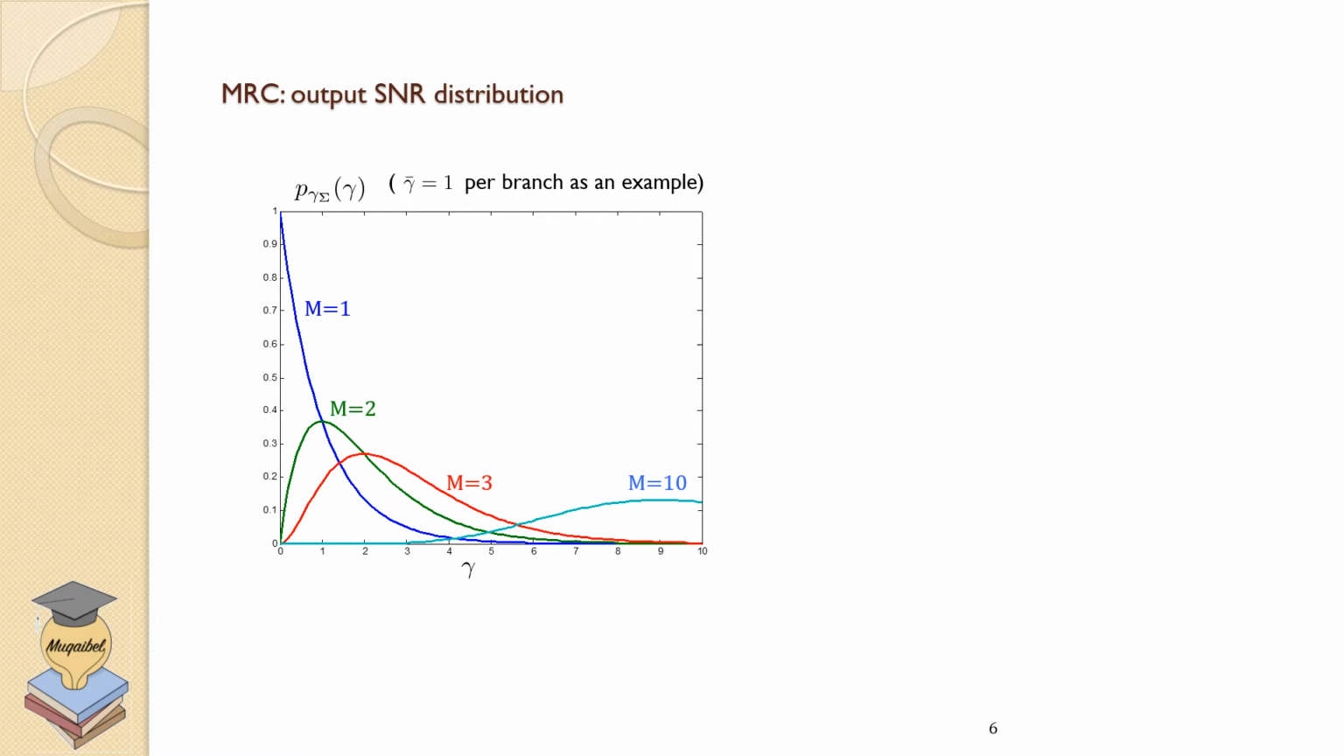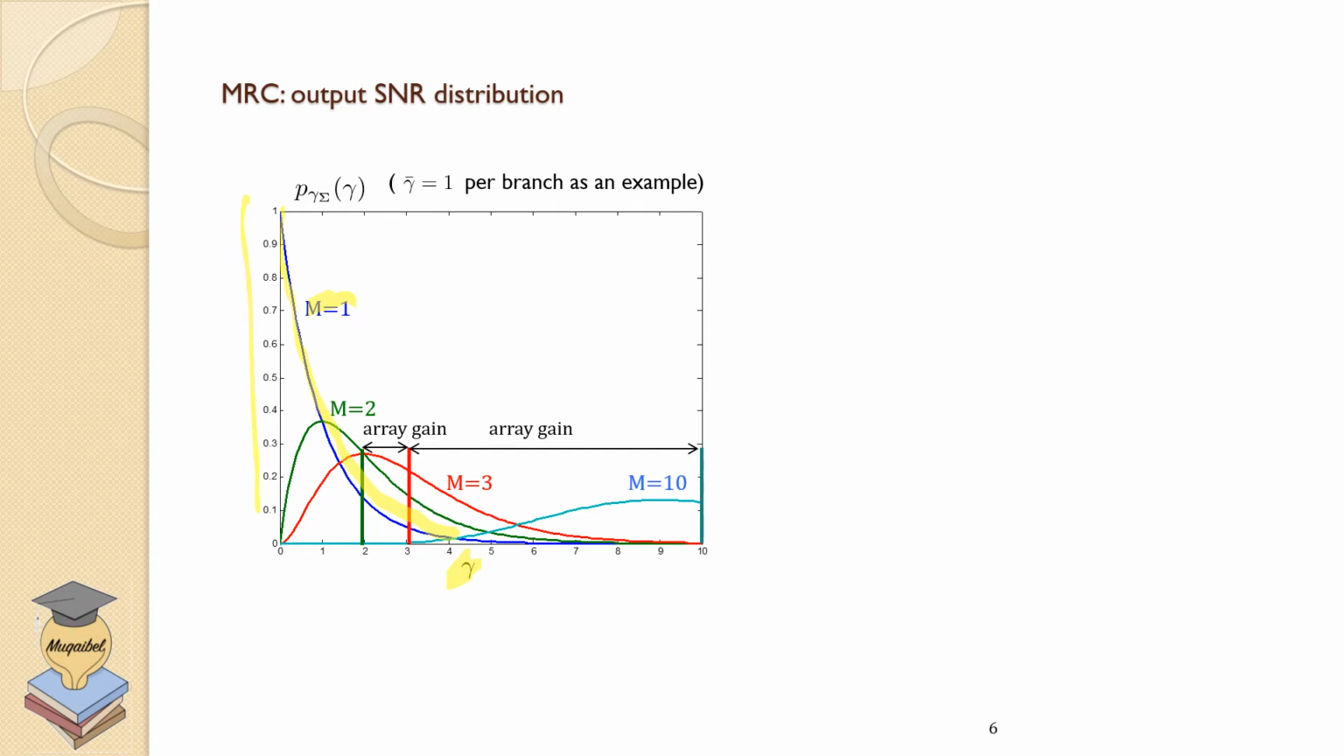For example, we're going to pick the branch signal to noise ratio to equal 1. So the signal to noise ratio per branch is assumed to have an average of 1. So in the following left diagram, on the x-axis we have gamma, the signal to noise ratio, and here is the probability distribution. So if M equals 1, we get the normal exponential decay curve. But we can see as we increase M, we are having a shift to the right. The signal to noise ratio distribution improves.